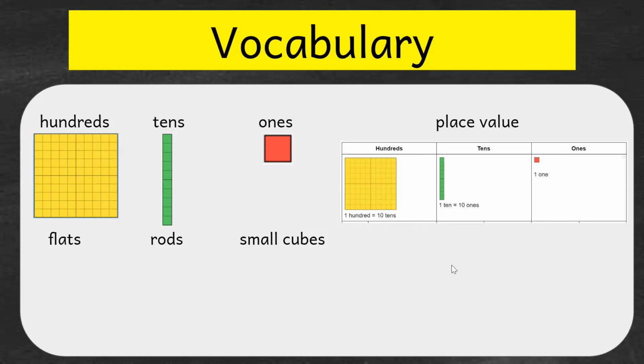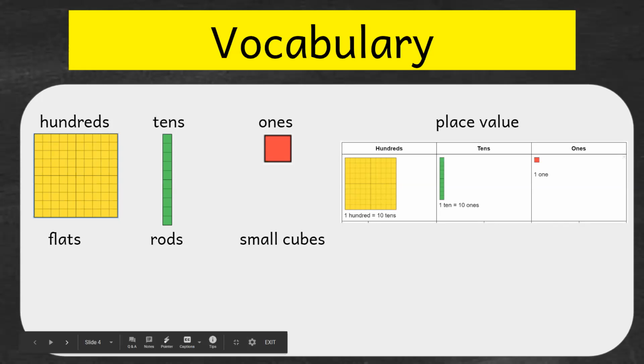So if you guys can do this with me, I know you're muted, but I know you guys are repeating the vocabulary with me. I will say it, and then I'm gonna go like this, and then I want you to say it, okay? So hundreds, tens, ones, place value, thank you, flats, rods, small cubes, thank you. And we will be using our vocabulary today.